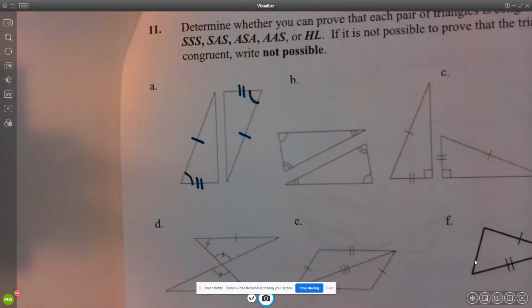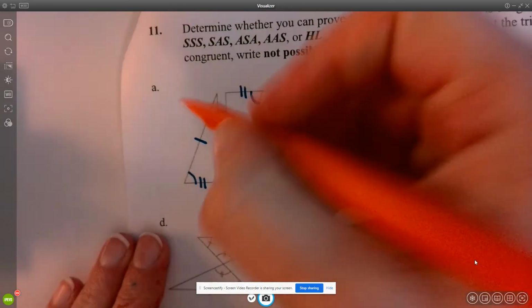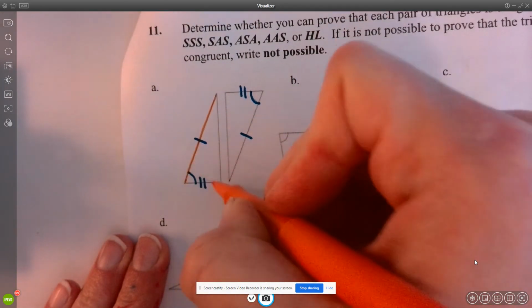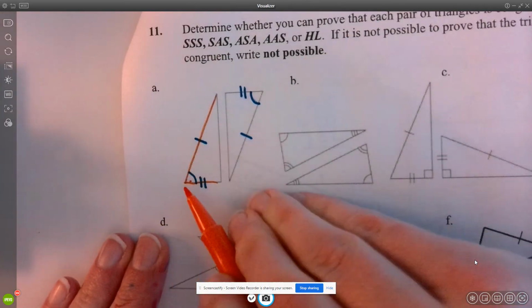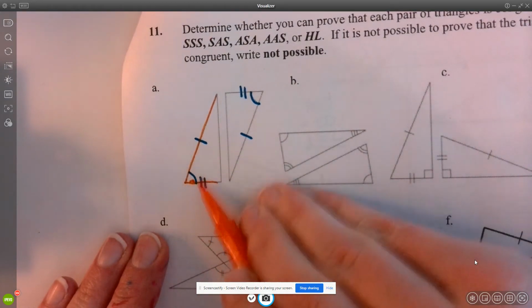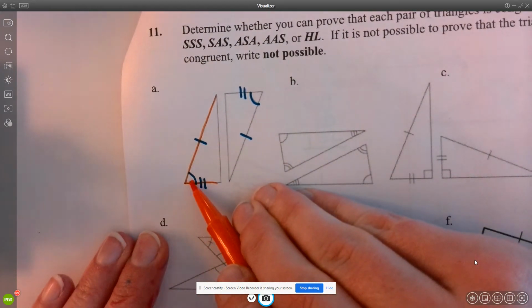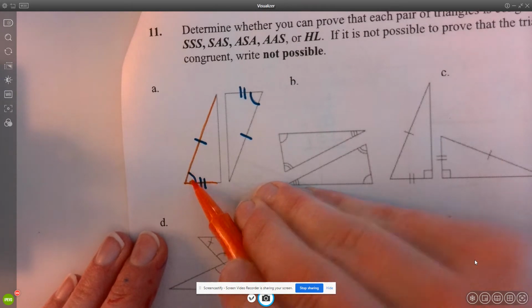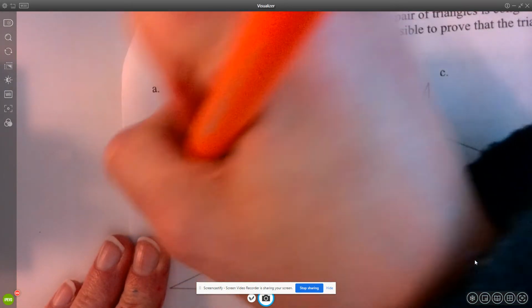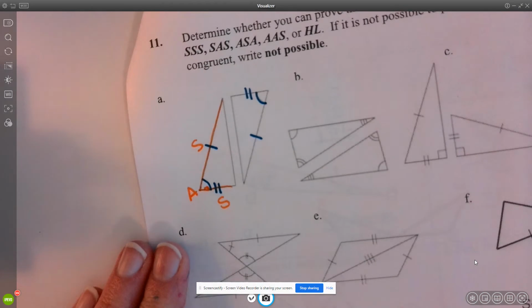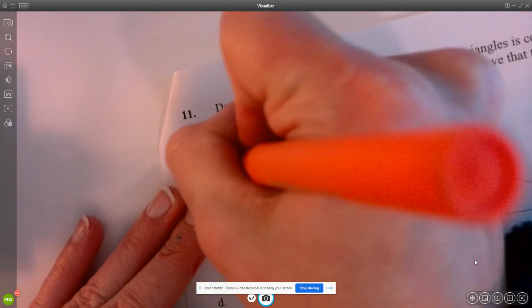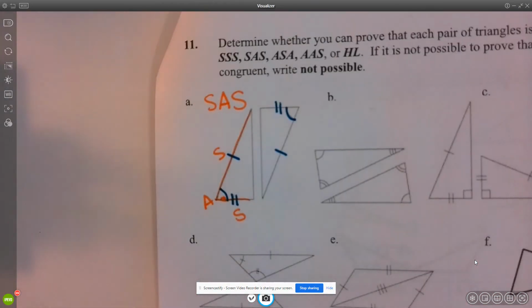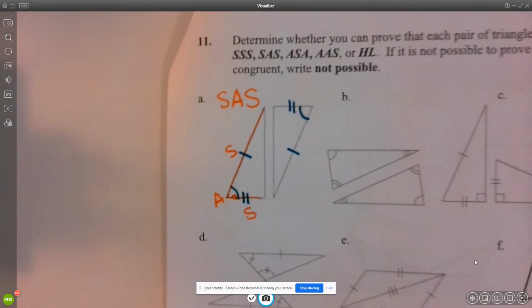Now notice this angle is in between the two sides. If I connect the two sides, they form this angle. This is the angle that is in between the two sides. This happens to be the angle that is congruent in the triangles. So we have a side angle side congruence theorem. So yes, the two triangles are congruent by side angle side.